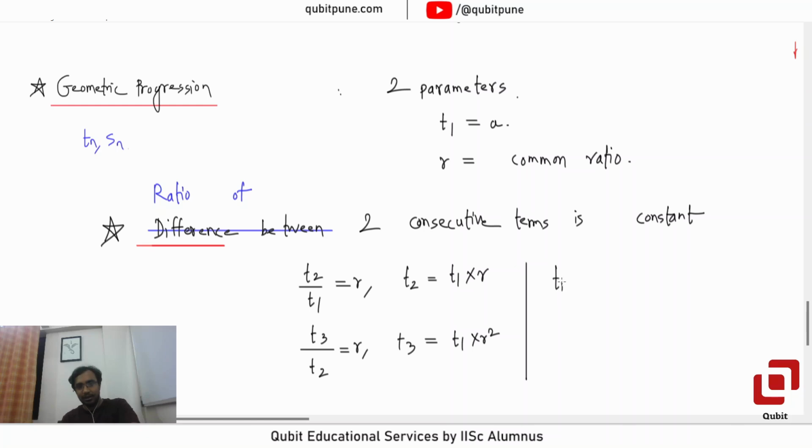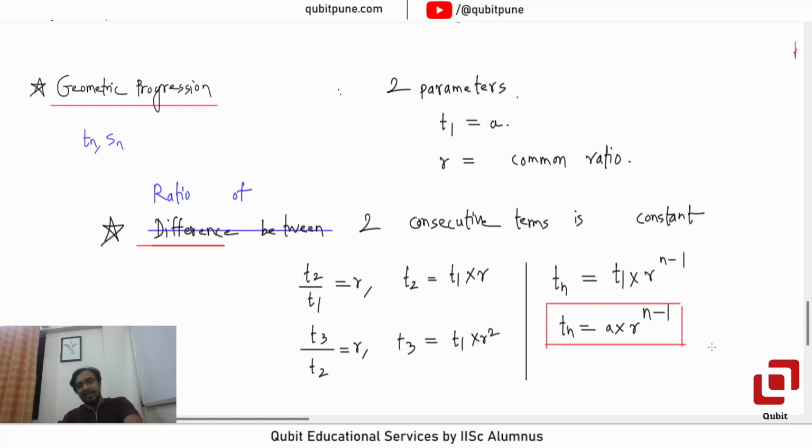In general, the nth term is equal to the first term into R raised to n minus 1. Or I can say Tn is equal to A into R raised to n minus 1. Okay, that is the formula, the first essential formula for GP. You should know the formula.